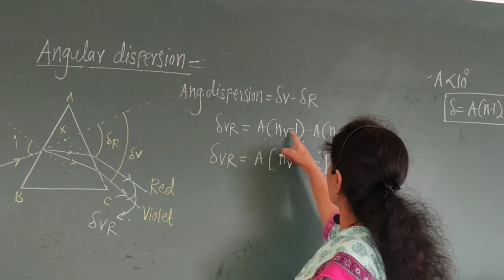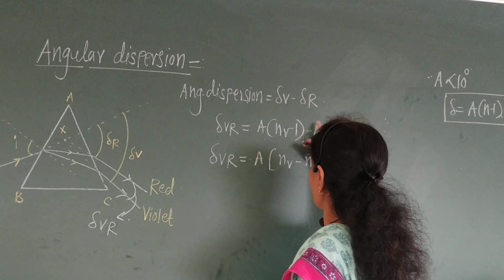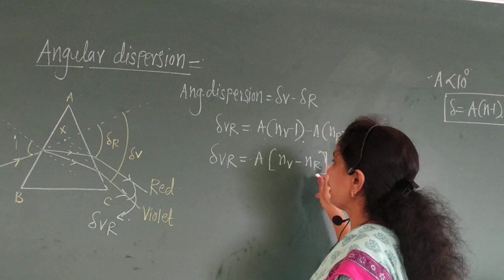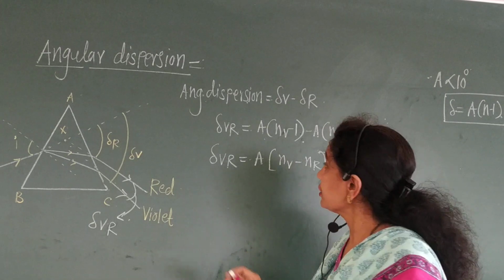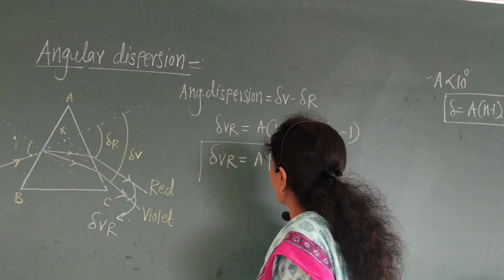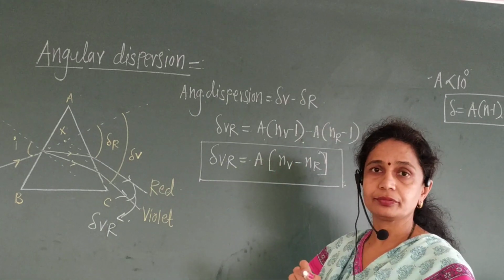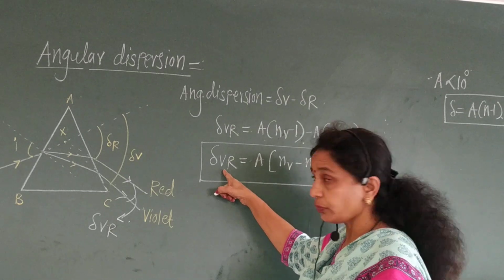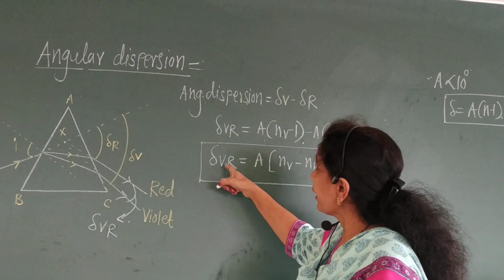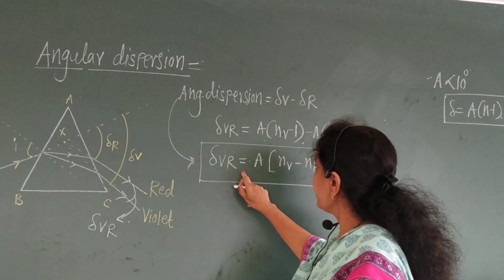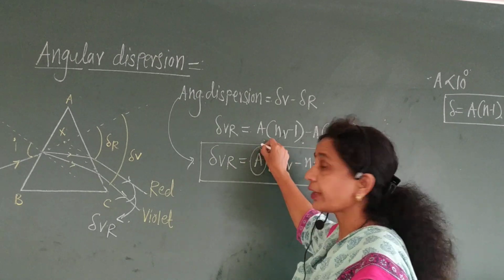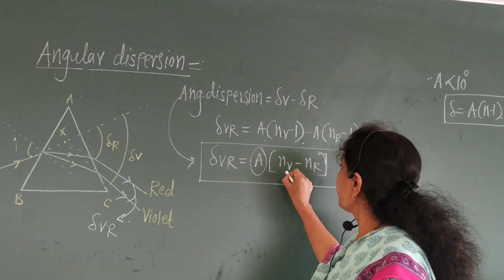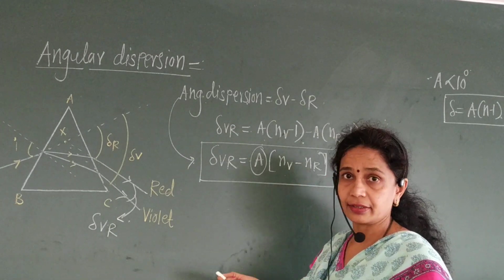Okay, therefore this is minus, this becomes plus, this gets cancelled. A is common, A into (nV minus nR). This is the formula for angular dispersion.